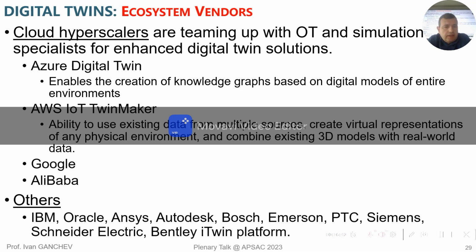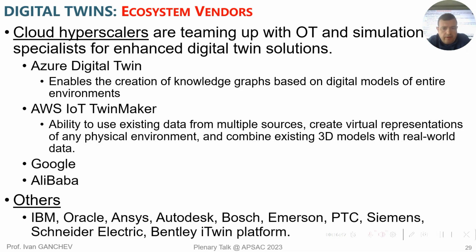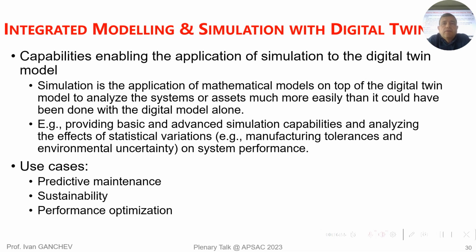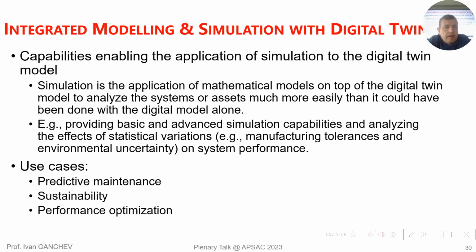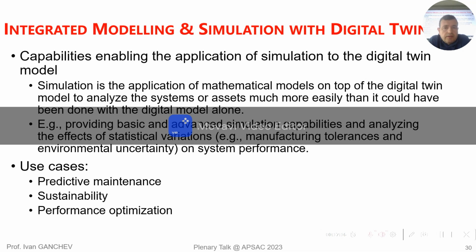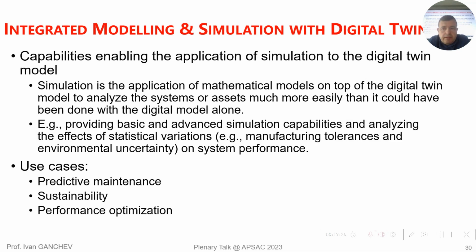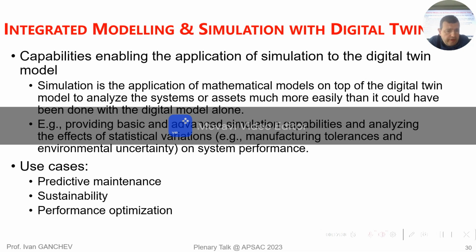Companies, vendors which specialize in a particular industrial sector, like IBM, Oracle, Bosch, Emerson, Siemens, and so forth. So for the integrated modeling and simulation with digital twins, what this really means is capabilities enabling the application of simulation to the digital twin model, whereby simulation is the application of mathematical models on top of the digital twin model to analyze the systems or objects much more easily. For instance, providing basic and advanced simulation capabilities and analyzing the effects of statistical variations on the system or object performance. And the main use cases are, as I said already, predictive maintenance, achieving sustainability, and system performance optimization.